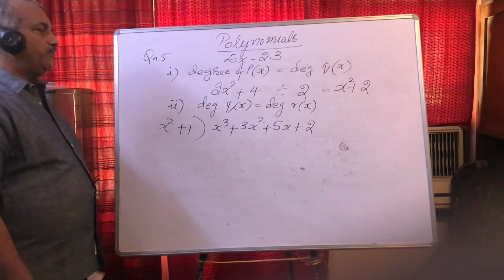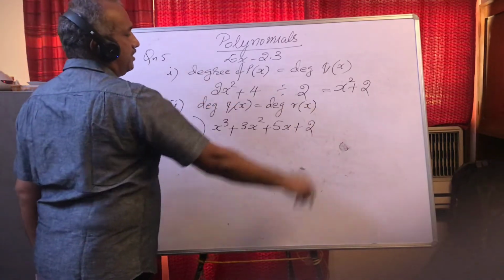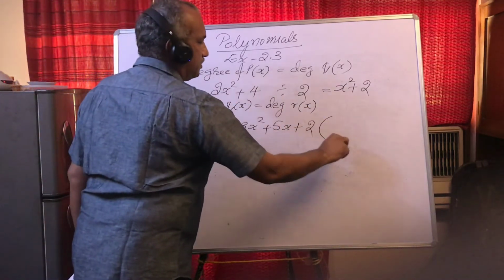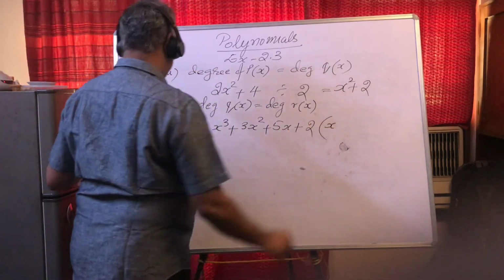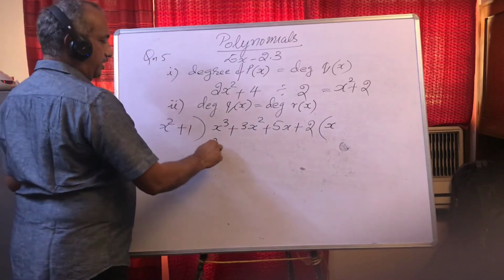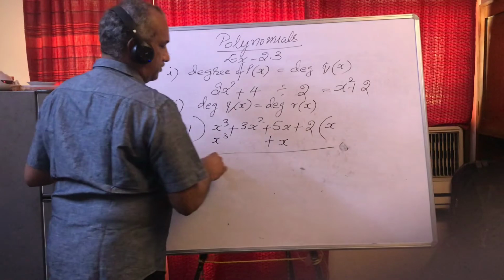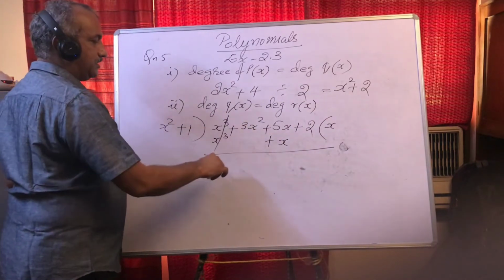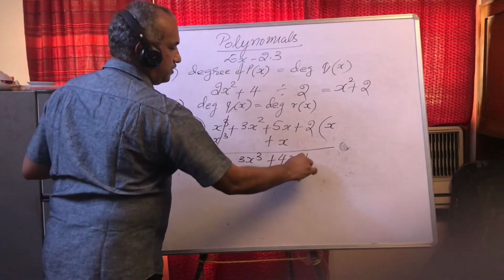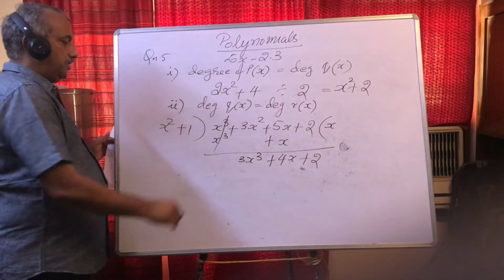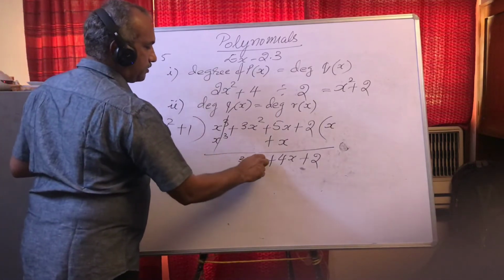In this case, when you simplify, the degree of the quotient and the degree of the remainder will remain the same. See, x cube upon x square is x. x into x square is x cube, x into 1 is x. Subtract, and I am doing it directly, this is cancelled. 3x square plus 4x plus 2. Again, 3x square upon x square is 3.